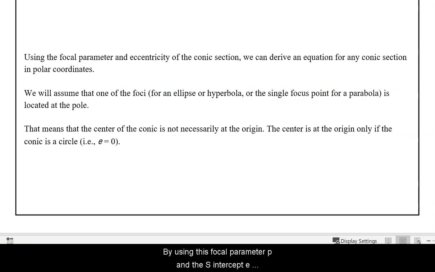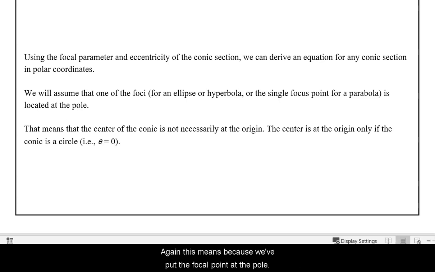By using this focal parameter p and the eccentricity, lowercase letter e, of the conic section, we can derive the equation for any conic section in the polar coordinate system. We'll assume that one of the focus points for an ellipse or a hyperbola, or the single focus point for a parabola, is located at the pole. This will make our equation finding much simpler. Yes, it is possible to have them not at the pole, but we won't be looking at those this semester.